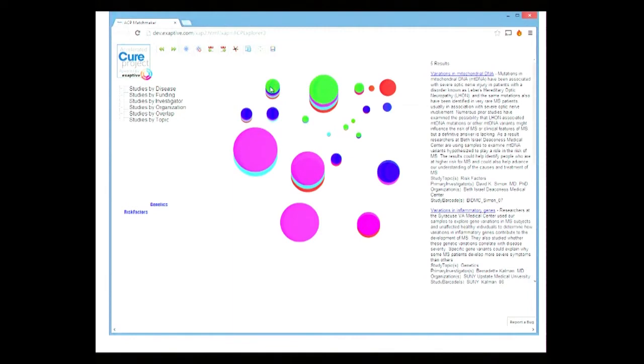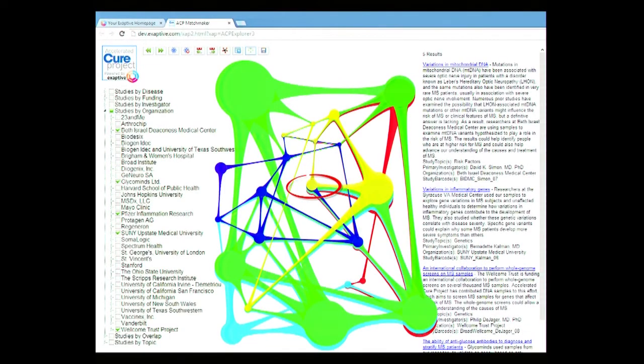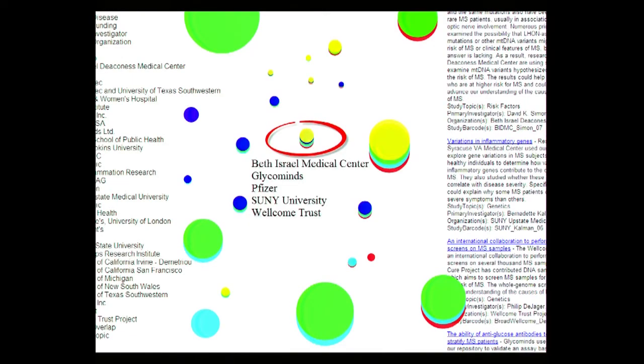And this tool is also about connecting dots. If you use this tool to look at particular organizations that we've selected over on the left, sure enough, due to the scale, some of the things that Dr. Barabasi was talking about, you will find a small portion of patients that have been studied by Beth Israel Medical Center, Glycomines, Pfizer, SUNY University, and Wellcome Trust. There are cases where there are 10 studies, 12 studies. Those study stacks are areas where we know more about those people with MS than anybody else with MS in the world.